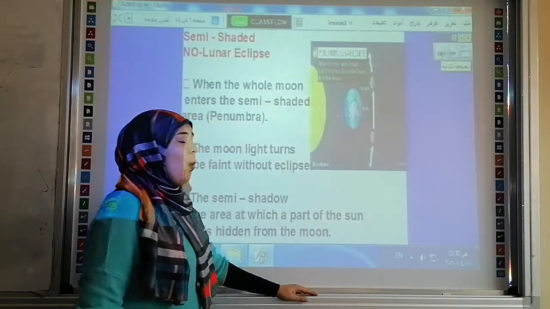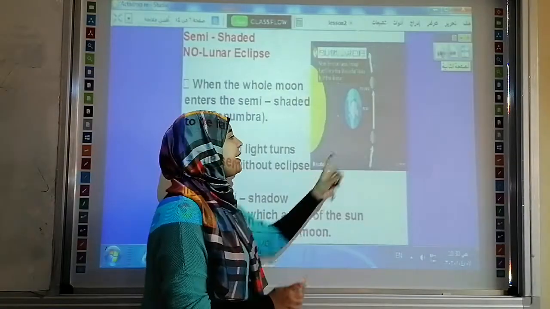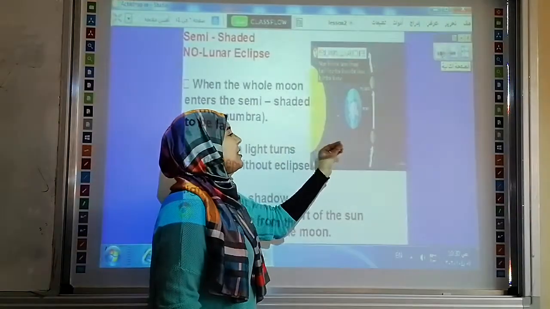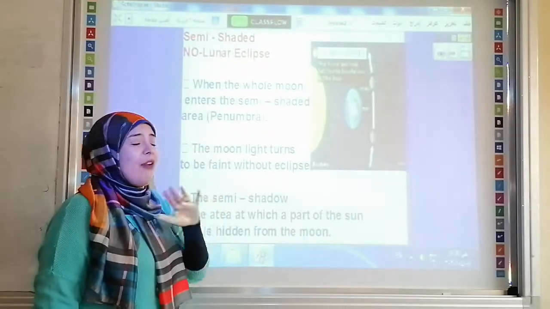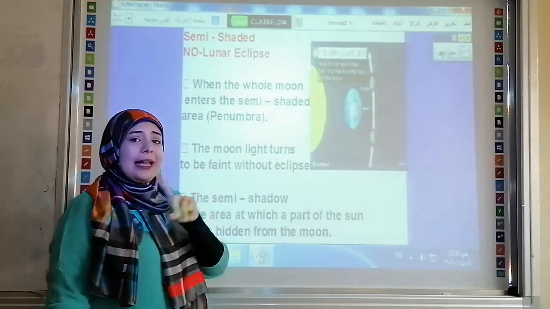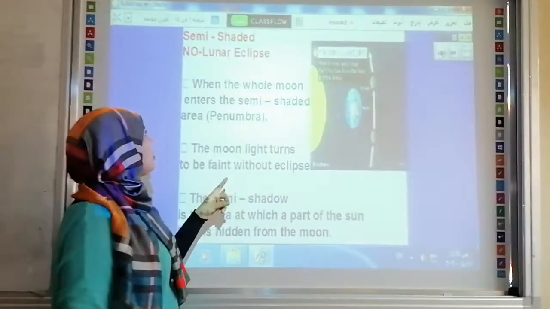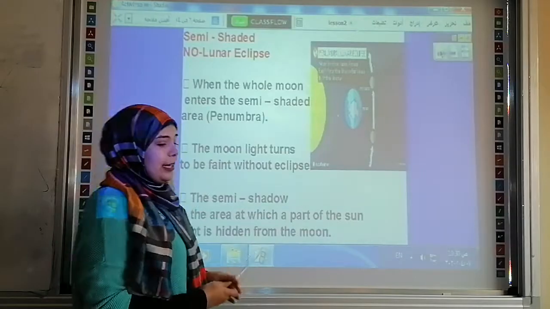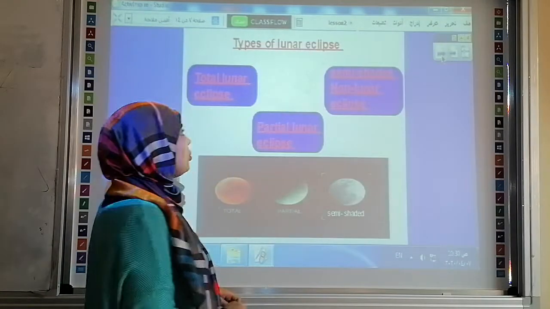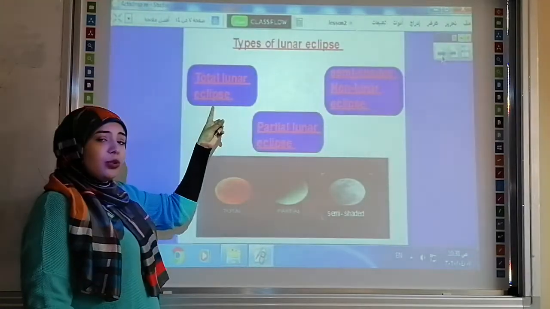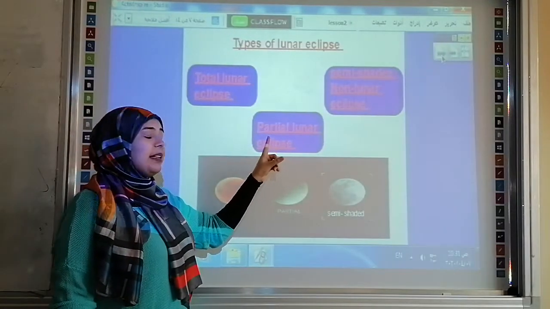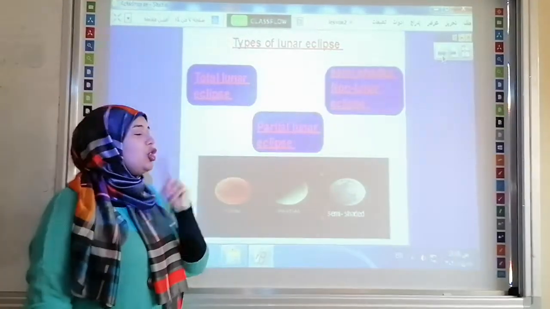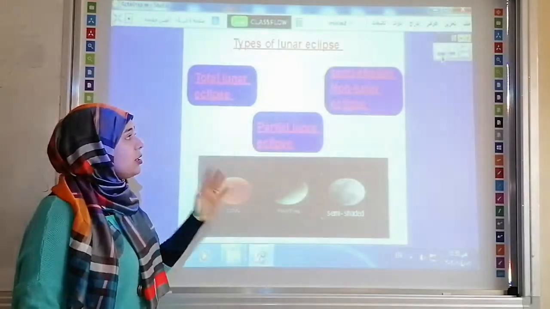Okay, and now what happens if the whole moon is in the penumbra, not the umbra? We will see the moon faint, or semi-shadowed. But we can't call this case a lunar eclipse. We call it a semi-shadowed non-lunar eclipse. So, how many types of lunar eclipse are there? Just two: total lunar eclipse and partial lunar eclipse. But when we see the moon as semi-shadowed, it is not a lunar eclipse.